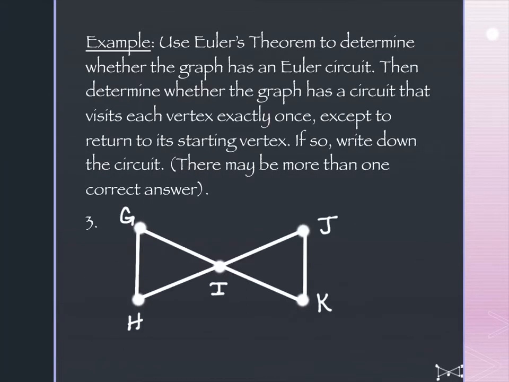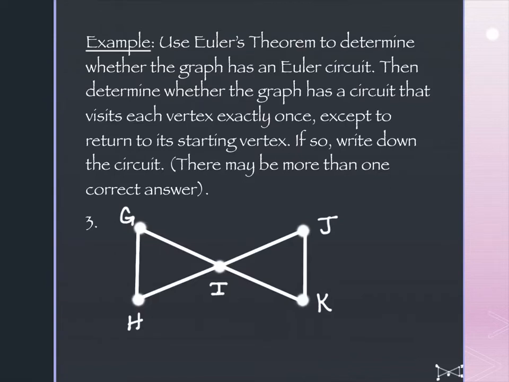Let's take a look at another one. This one again says use Euler's theorem to determine whether the graph has an Euler circuit, much like the last description. But then it has the additional piece at the end that says, then determine whether the graph has a circuit that visits each vertex exactly once, except to return to the starting vertex. If so, write down the circuit.